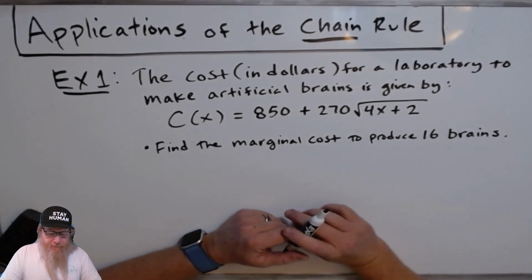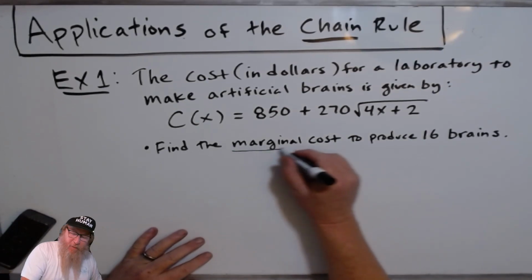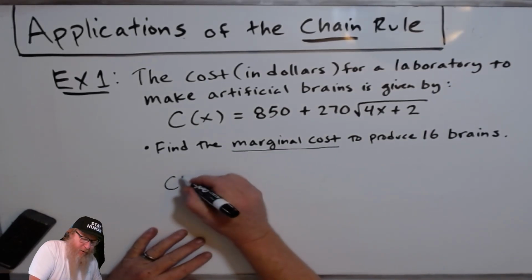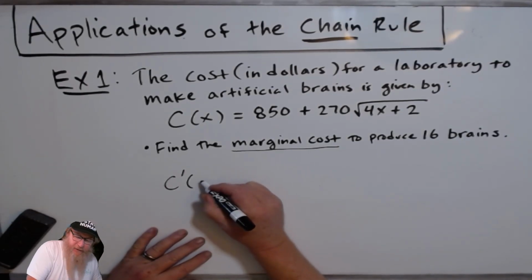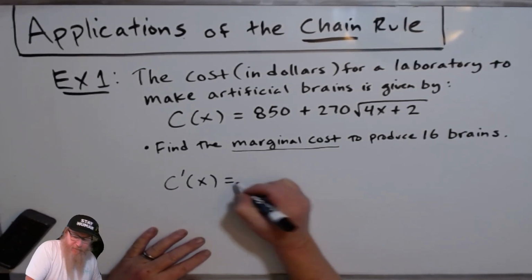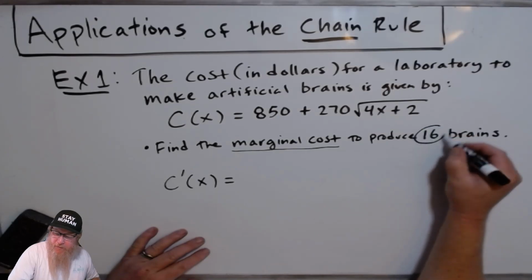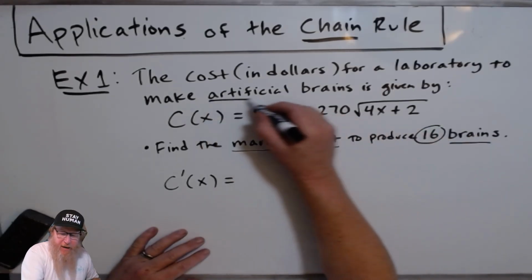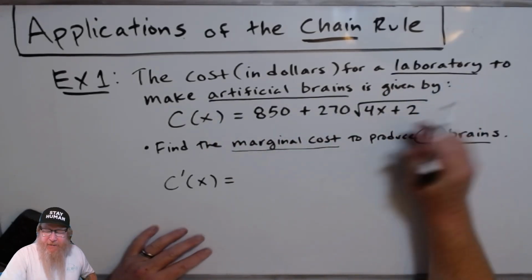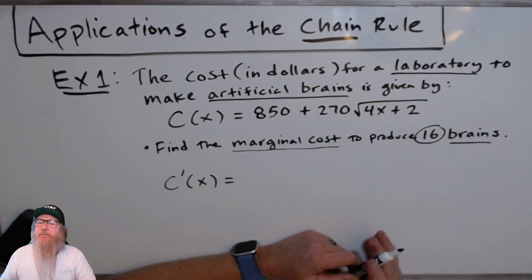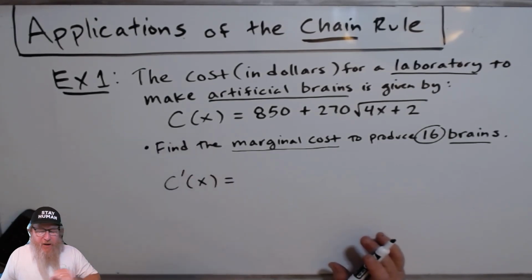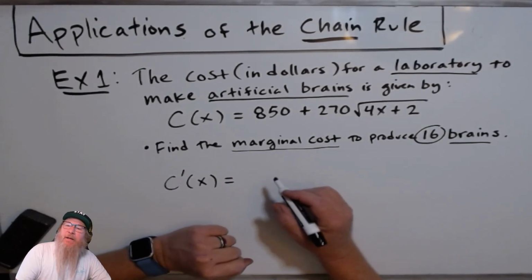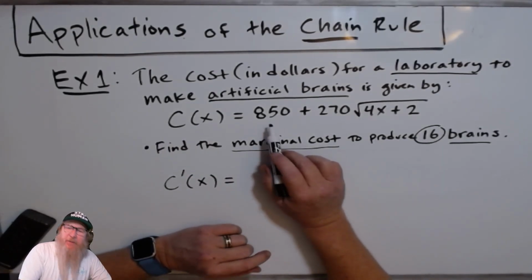So, we've already discussed what marginal cost is. Remember, marginal cost is the derivative of cost. And we want to produce 16 artificial brains in a laboratory as given by this function. So first we find the derivative of the cost function. Now that we have the chain rule, we should be able to do that pretty easily.